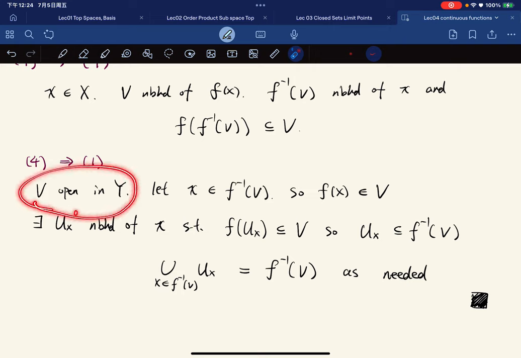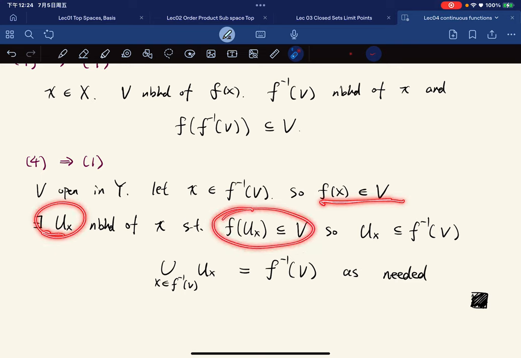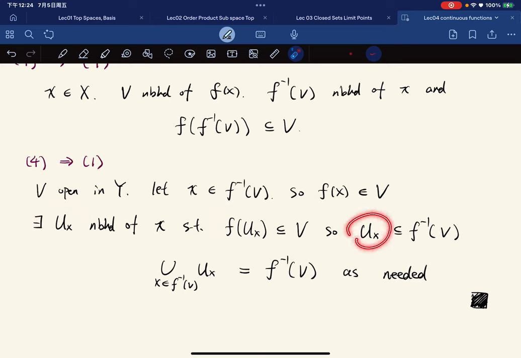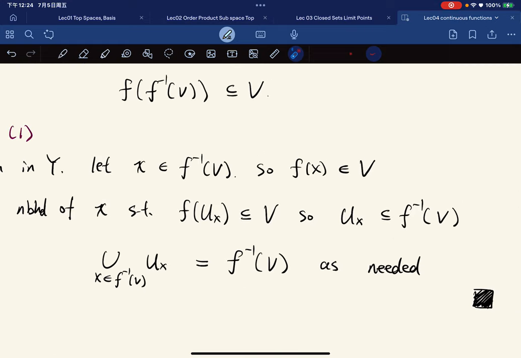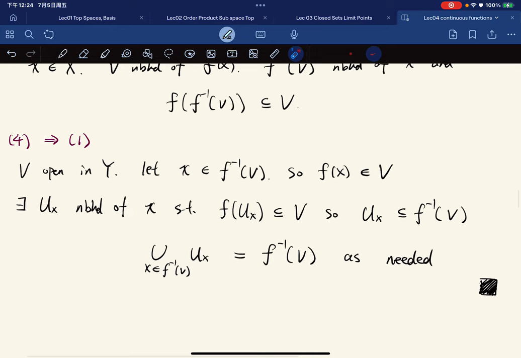So for V open in Y, we want to show that f inverse of V is open. So we pick x contained in this. So f(x) is in V, so there exists a neighborhood U_x such that f of U_x is in V, which means that U_x is contained in the inverse image of V. So we take the union of all x in here, and this should be equal to the inverse image of V. And as needed, it is a union of open sets, since each U_x is open.